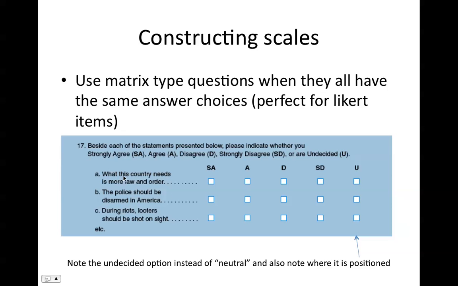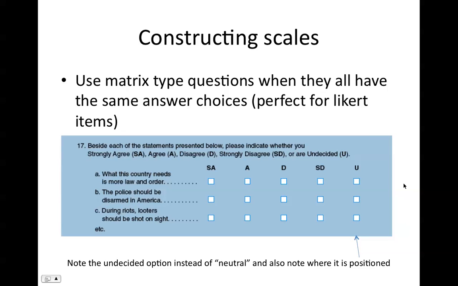But all you need to do here is just say what this country needs is more law and order. The police should be disarmed in America, or during riots, looters should be shot on sight. So we have 3 different questions, and they can all be answered with the same scale. Notice, however, again, 2 are positive and 1 is negative, or 1 is positive and 2 are negative, depending on your interpretation of the question. Nevertheless, you can't go down the same column and answer all the questions the same and have them reconcile each other.